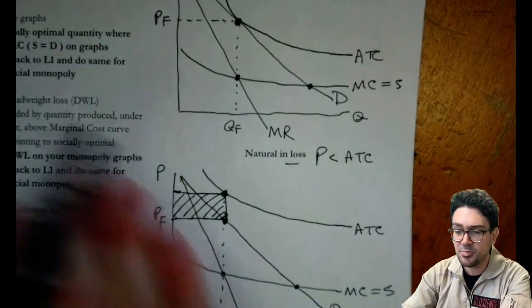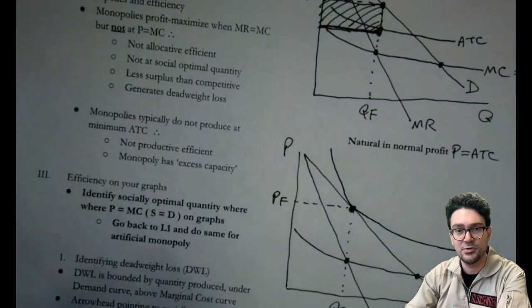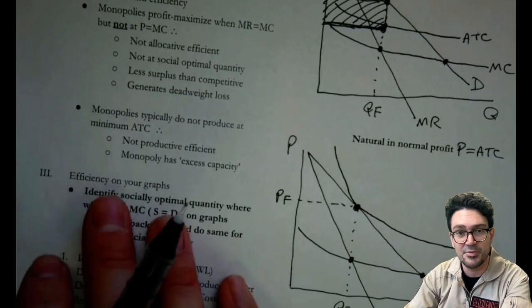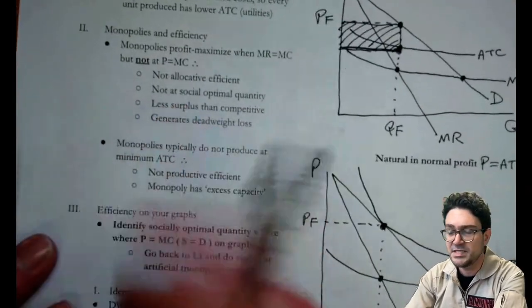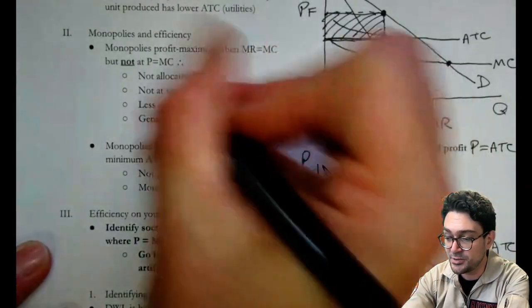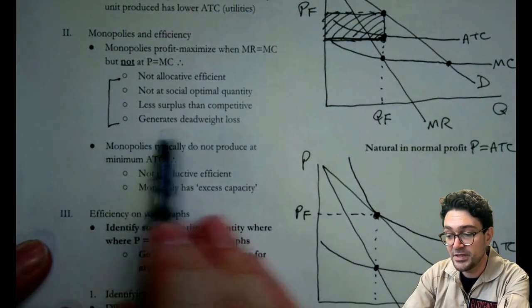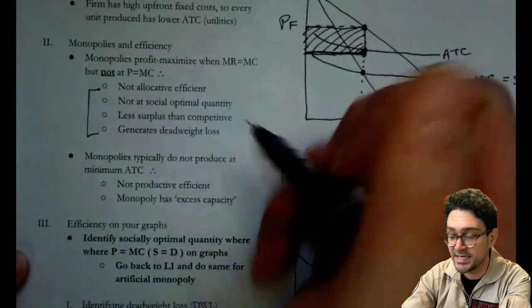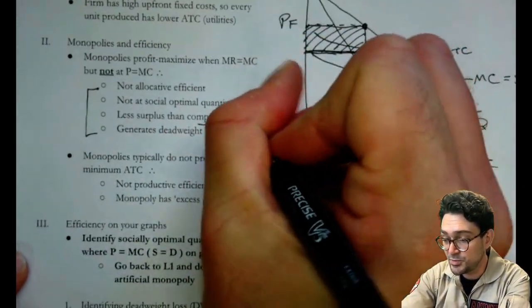Now, the second part of this lecture is where we're going to talk about efficiency in a little bit more depth. We would say that these monopolies are not allocatively efficient. They're not socially optimal. These are all ways of saying the same thing. They generate deadweight loss. They have less surplus than a competitive market, right? Which would be where supply equals demand.